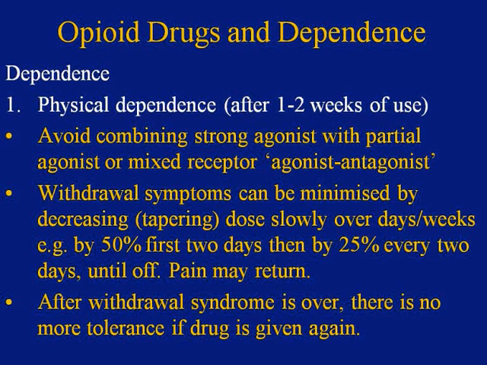So once the patient has stopped the drug and the withdrawal syndrome is over, then the patient is back to the original state. If the patient is given that drug again, there's no more tolerance. You can give the patient the standard dose. You do not have to give it at a very high dose, which was necessary before when the patient was tolerant. So after withdrawal syndrome is over, the patient goes back to the original state, and if they start the drug again, you can give it at a normal low dose.